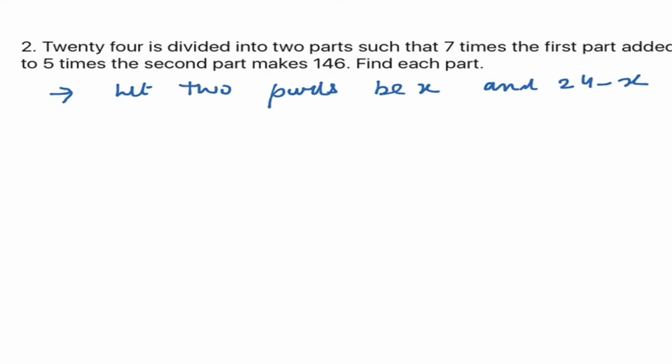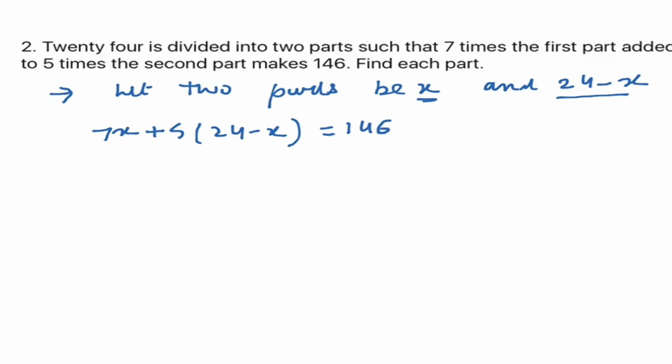So our two parts are x and 24 minus x. Now the next is given, 7 times the first part. So first part is x, 7 times of x is added to 5 times the second part, and second part is 24 minus x. It means 5 times of 24 minus x is added to 7x, and it makes 146. So that's how we make an equation by reading the question step by step.